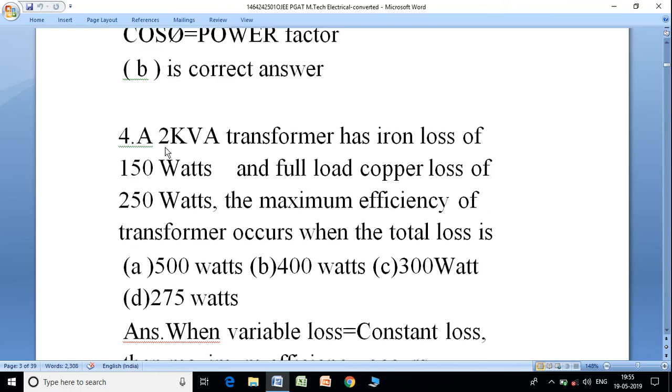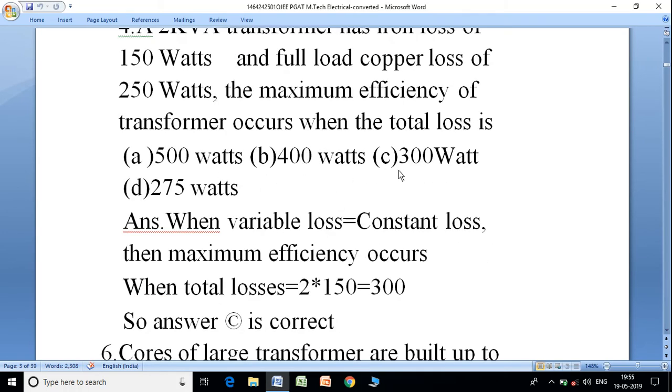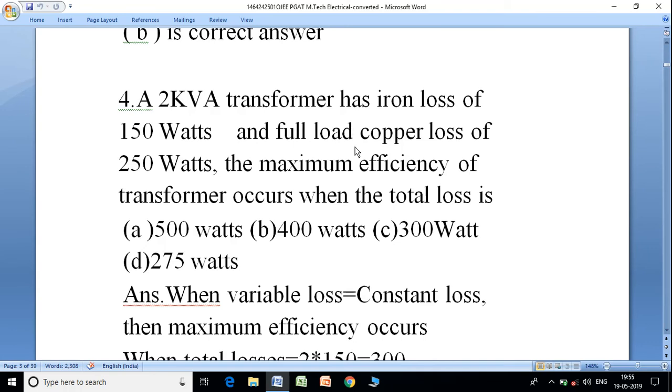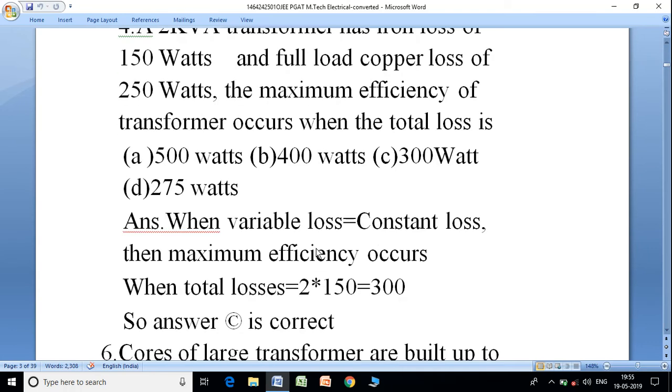So next question. A 2 kVA transformer has iron loss of 150 watts and full load copper loss of 250 watts. The maximum efficiency of the transformer occurs when the total loss is 500 watts, 400, 300, or 275 watts. First, we should know when the maximum efficiency of a transformer occurs. So the condition is when variable loss is equal to constant loss. Then the maximum efficiency occurs.